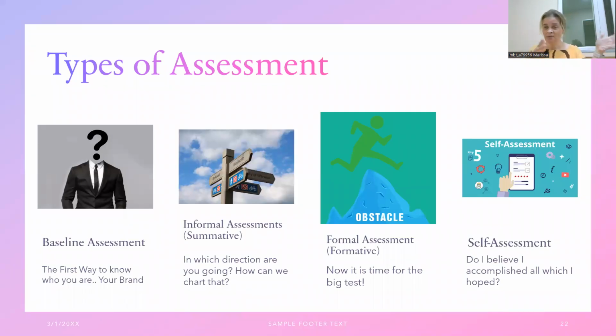Okay, so we have different types of assessment, right? And just like we have different types of assessment for the children, it's basically the same thing for a teacher. So you have your baseline assessment. This is the first way to know who you are. This is your brand. This is who you are. Okay? You have your informal assessments, which are like summative, right? These are which direction are you going and how can we chart that? Are we going to chart it with a dot plot? Are we going to be talking about making bar graphs? What is one way that we can show, through your informal assessments, that you are showing growth?